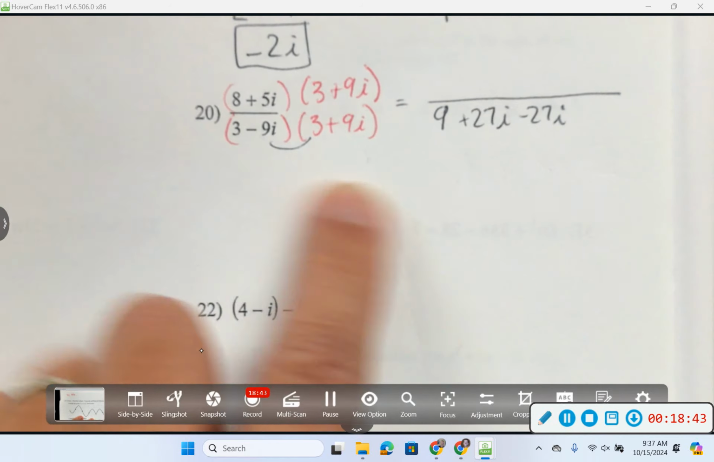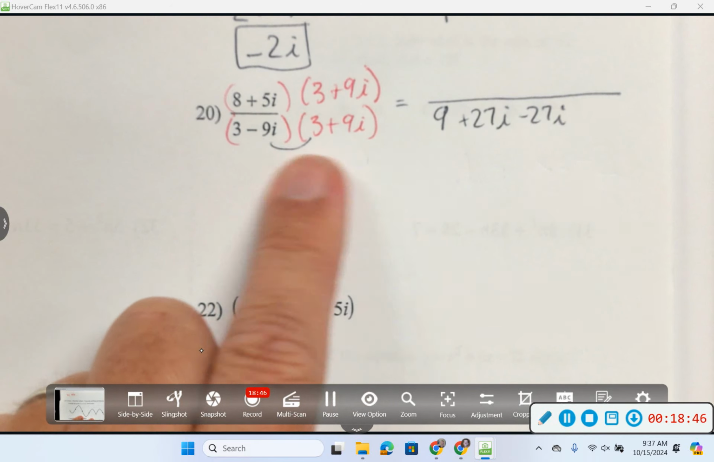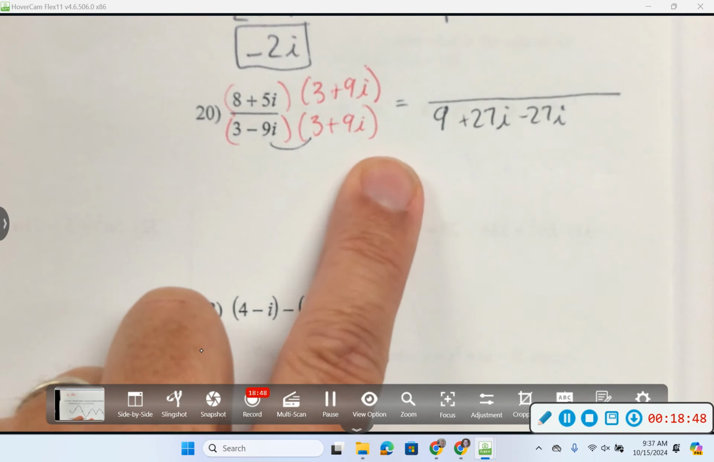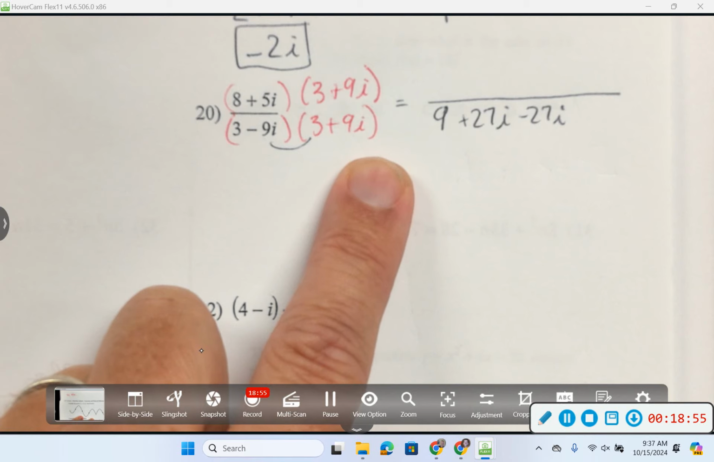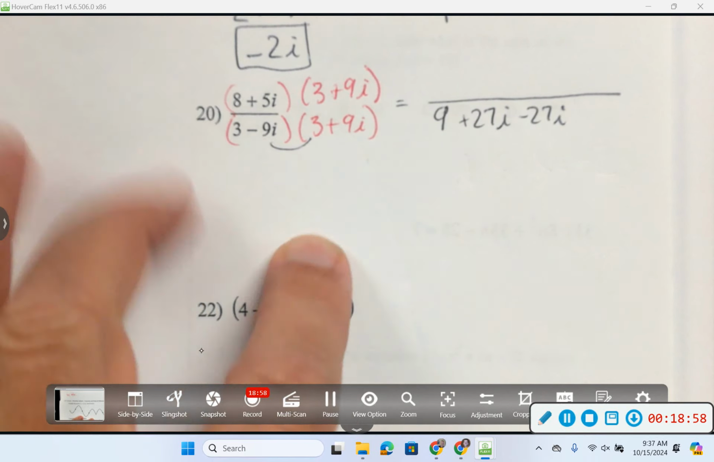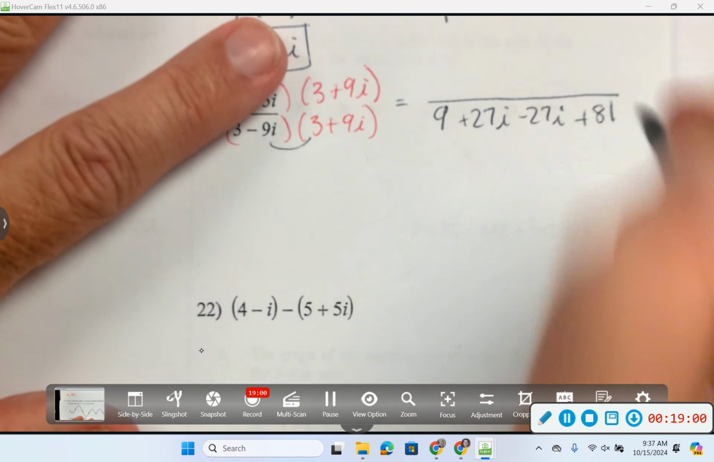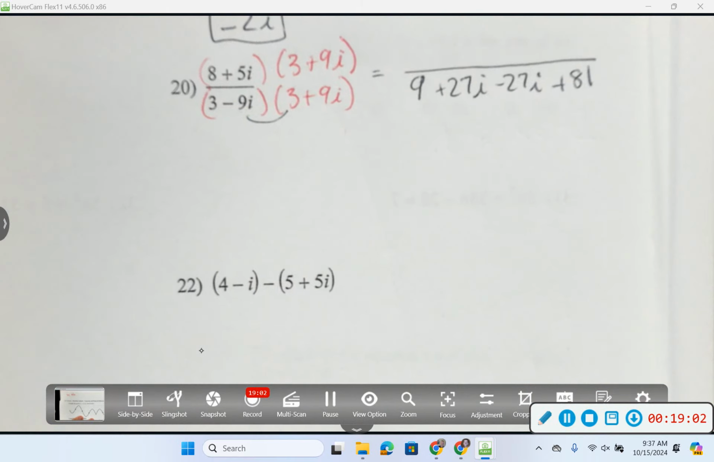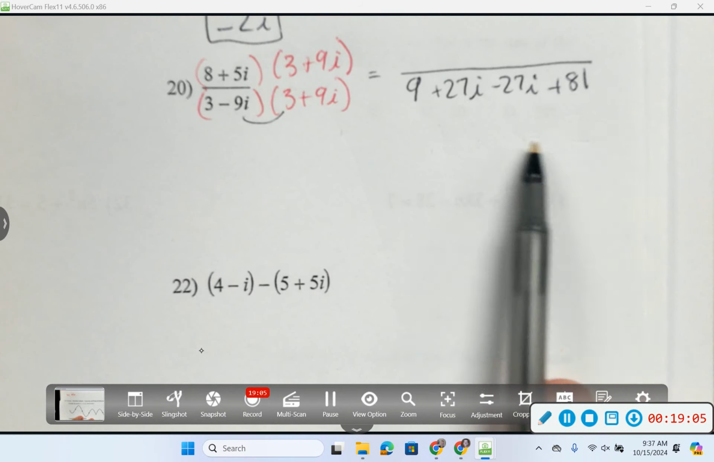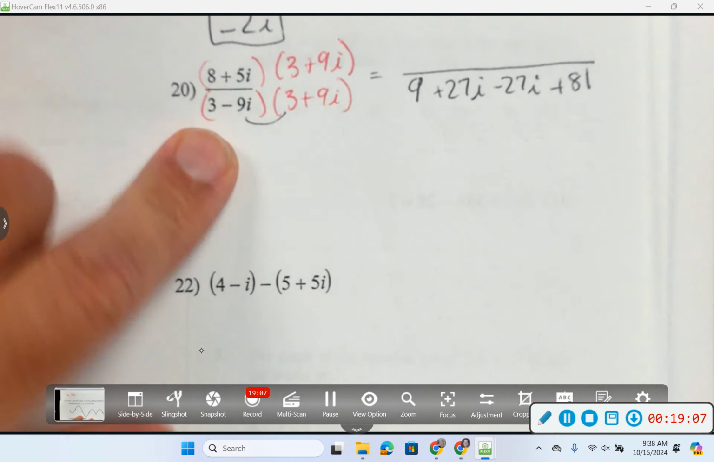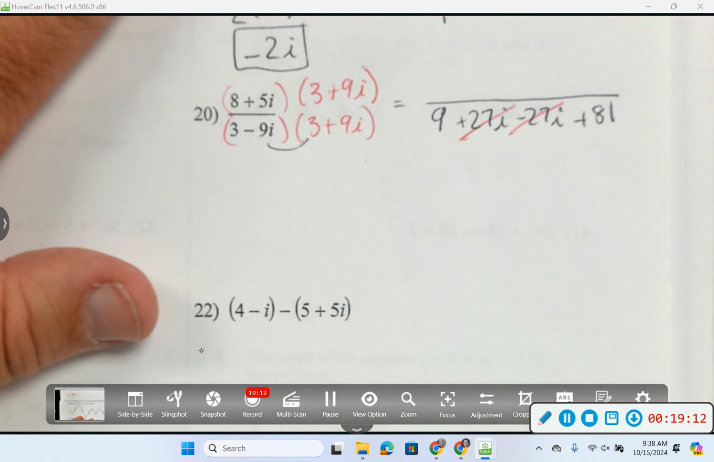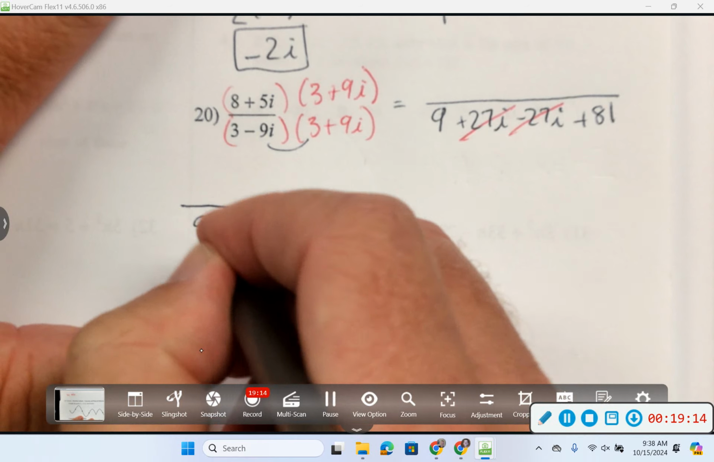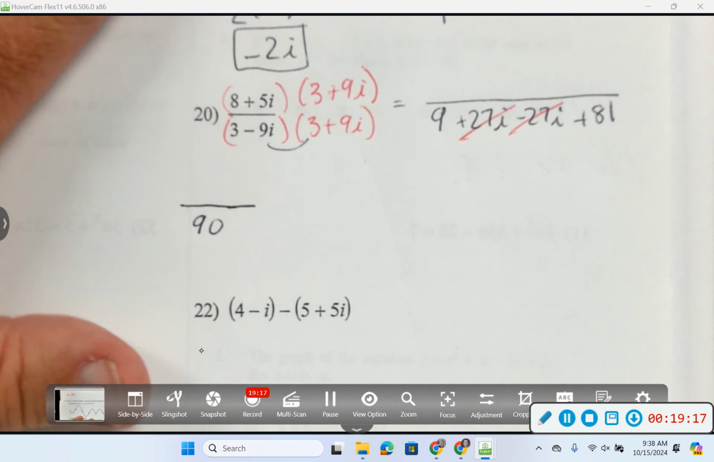And then here we go with how comfortable are you with skipping steps. What's negative 9i times 9i? Plus 81. Yeah, because it's minus 81i squared, which becomes plus 81. So again, if you need to write minus 81i squared, that's fine. If you can make the leap to plus 81, also okay. The main thing is the middle terms canceled out. So I've got just 90 in the bottom. Maybe that'll reduce, maybe not.